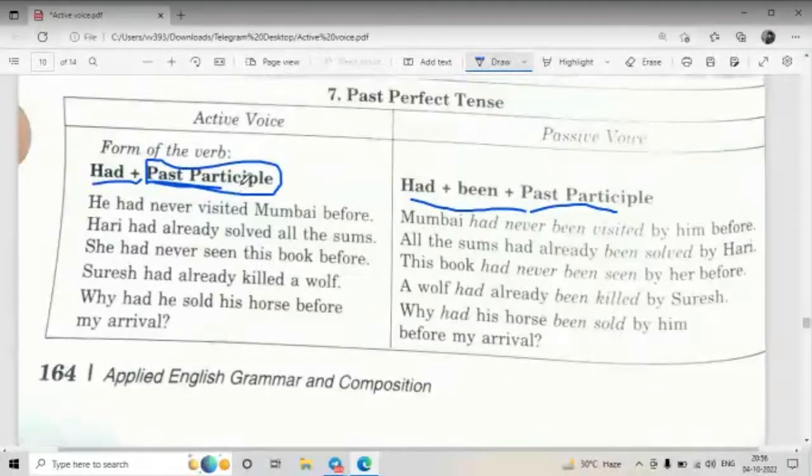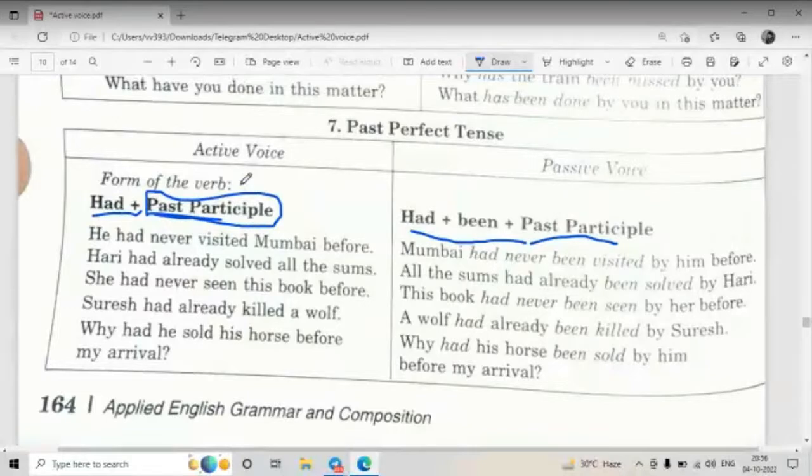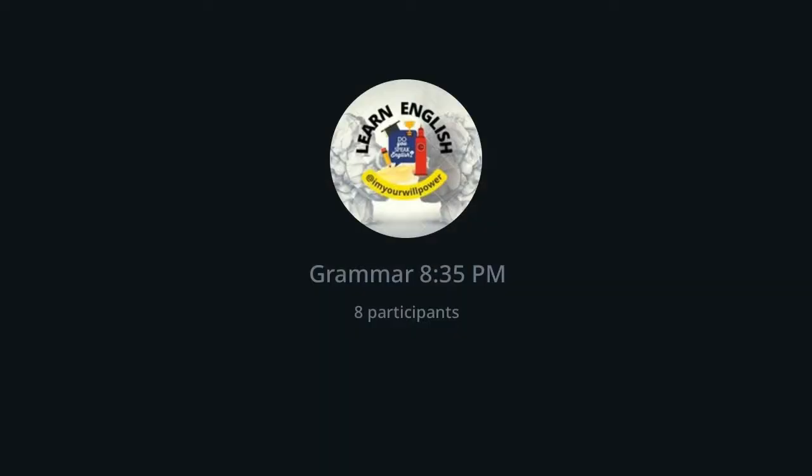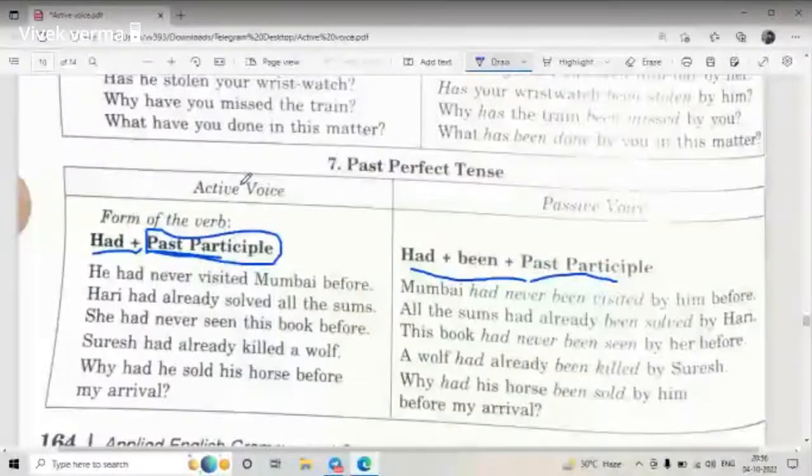Anybody else who would like to make one? Yes, Sijuka, do you want to make a sentence? Okay. If nobody wants to make one, I will make my own. The sentence is: I had visited Rishikesh this year. So its passive voice will be: Rishikesh had been visited by me this year.